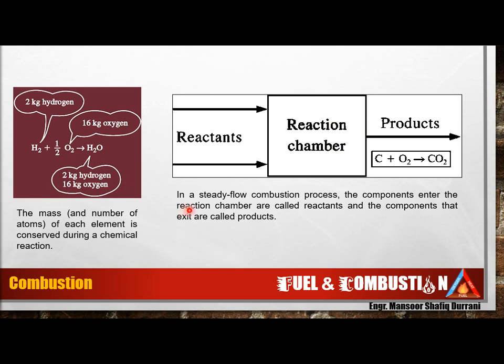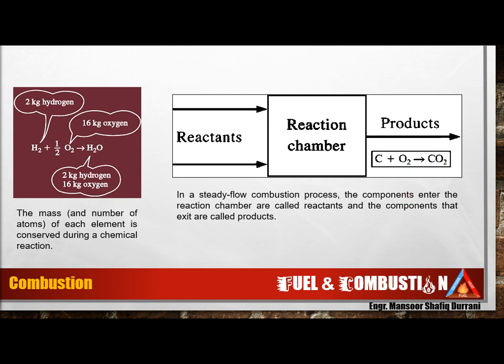Here is another diagram which shows that in a steady flow combustion process, the components that enter the reaction chamber are called reactants, and the components that exit are called products. As you know, in any reaction, the components which enter the reaction chamber or column are known as reactants, and the components that leave are known as products. Here is the example: carbon plus oxygen gives CO2, carbon dioxide. So here carbon plus oxygen are the reactants and carbon dioxide is the product.